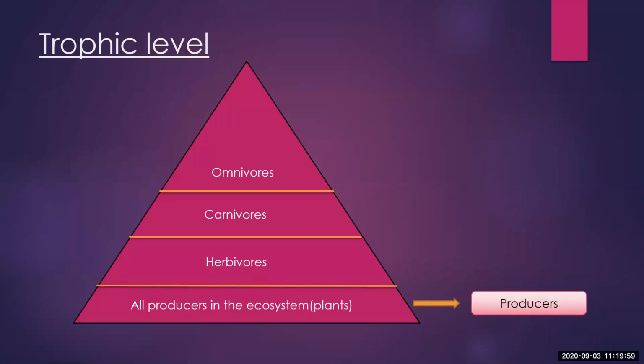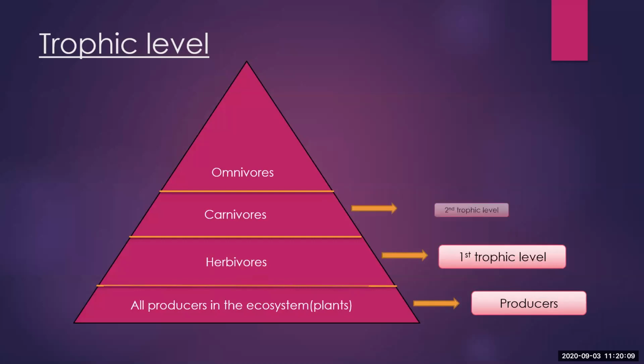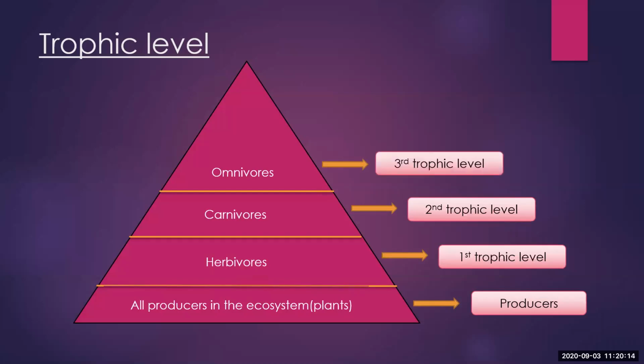Then the base level, the first level, is known as what? Producers. Herbivores are known as the first trophic level, then carnivores are at the second trophic level, and omnivores are at the third trophic level. So producers, that are plants, are at the base, herbivores are at the first trophic level, carnivores are at the second trophic level, and omnivores are at the third trophic level.